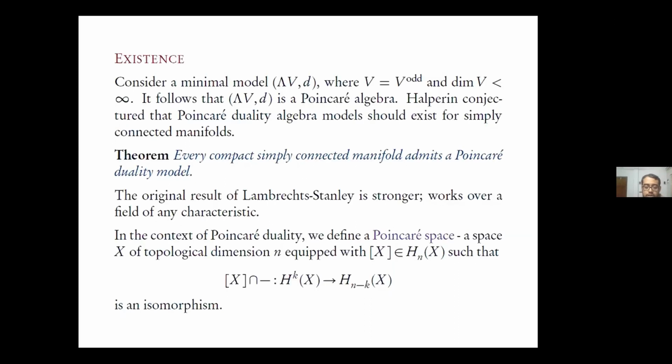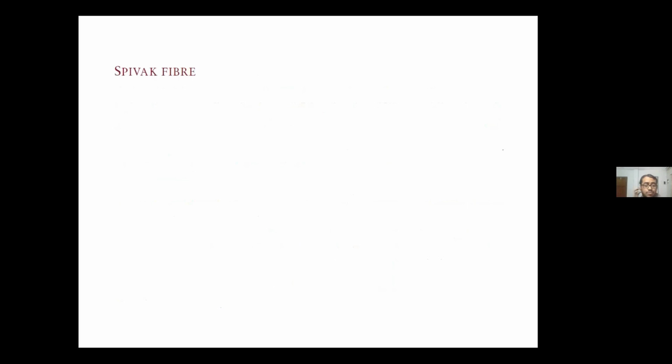Okay. So with this in mind, let me talk a little bit about what's called the Spivak fiber. At least this is the notation Felix, Halperin, and Thomas use, and then hopefully it will connect to something algebraic at the end. So what you do is imagine yourself inside R^(n+k). This is just a large enough Euclidean space, and you have a subcomplex X of dimension n.